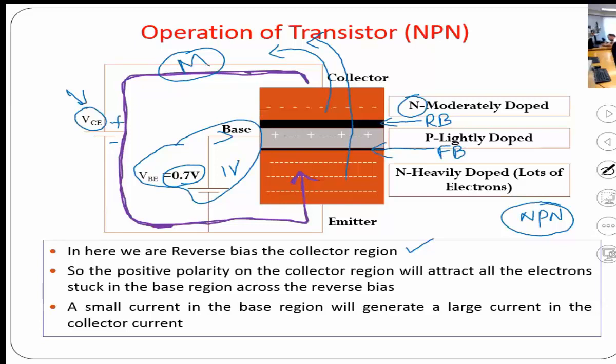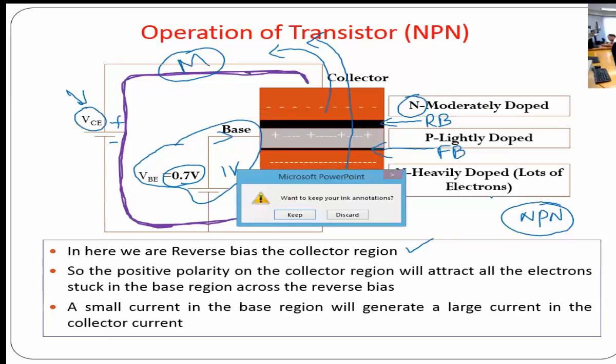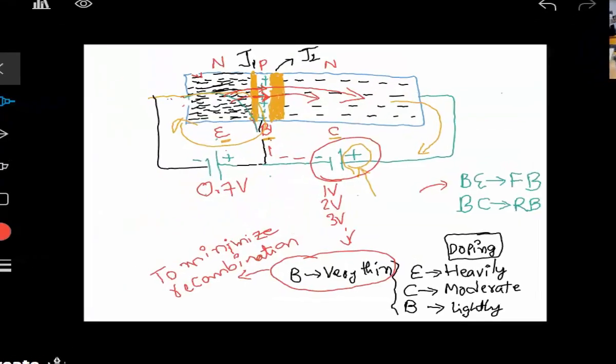Base has nothing to do with VCE. Those are two separate things. The base voltage has nothing to do with the VCE. VCE is on the collector side. VCE, you can put any value of your interest depending upon what your load is. You can choose any value that you want depending upon what your application is.